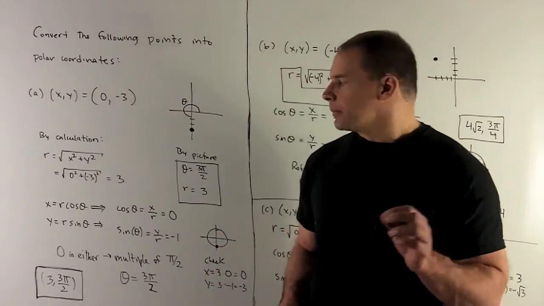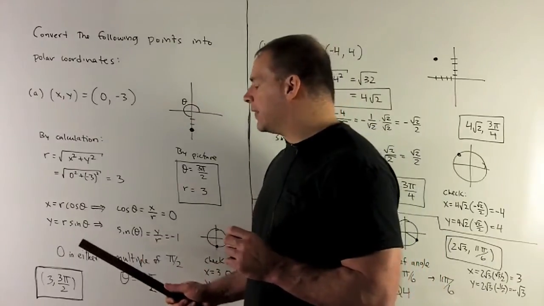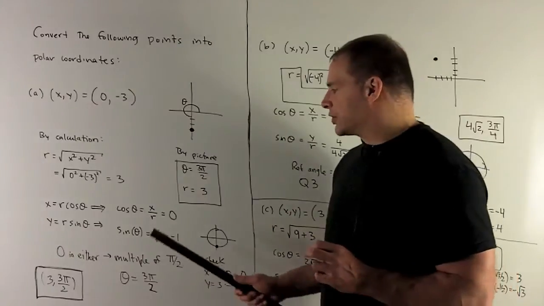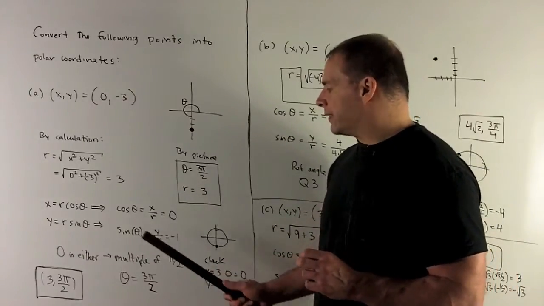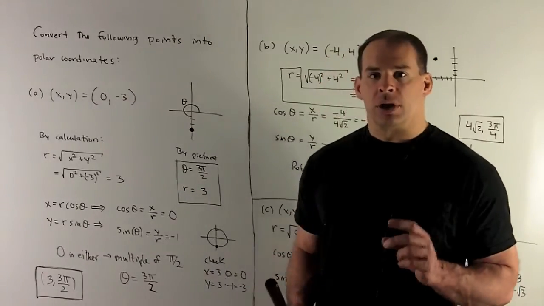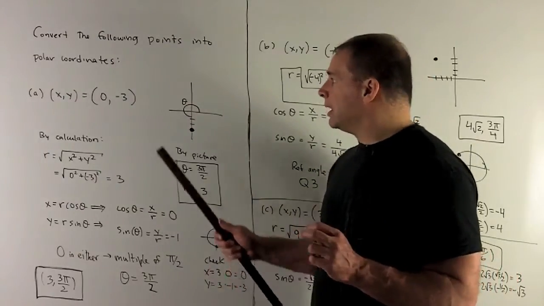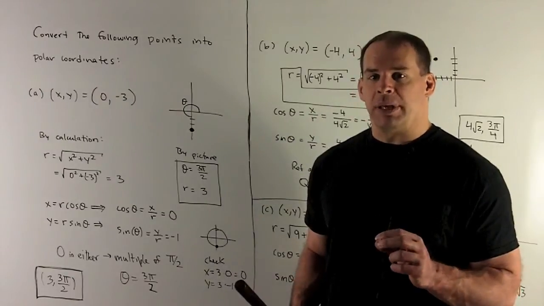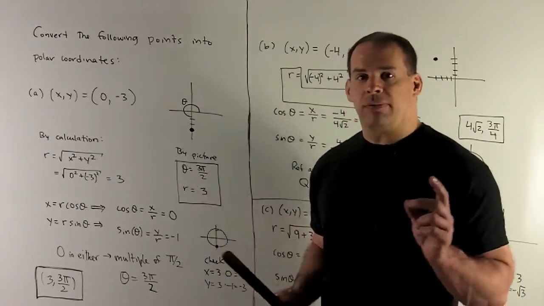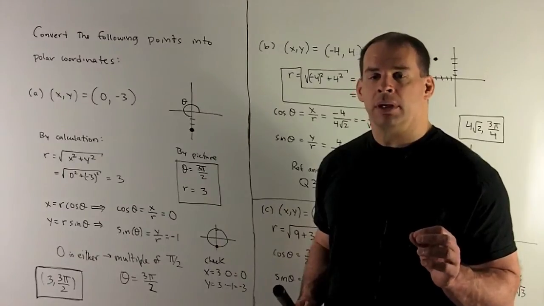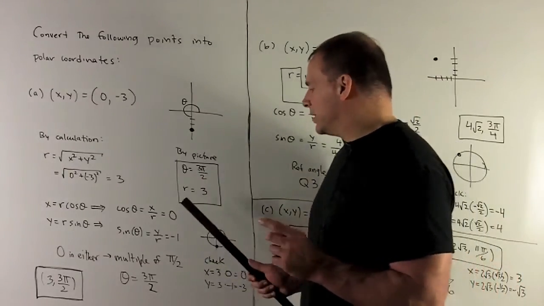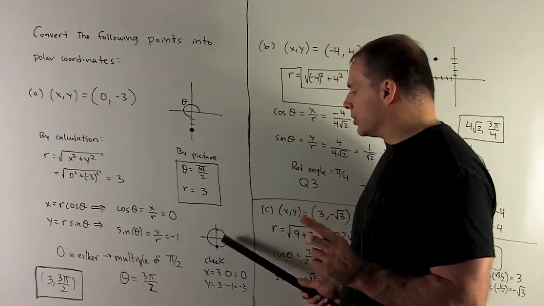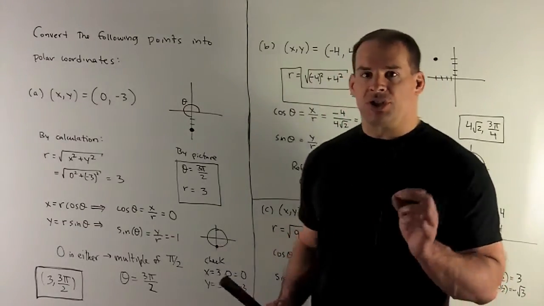Then for the angle, I want to use x equals r cosine theta, y equals r sine theta. Divide both sides by r. That gives us cosine theta is x over r, sine theta is y over r. So in our special case, cosine is going to be 0 over 3. That gives me a 0. Sine theta is going to be y over r, so it's going to be -3 over 3, gives me a -1. So cosine and sine, it's going to be (0, -1). And that's going to be the point down here at theta equals 3 pi halves. So that just checks our angle.